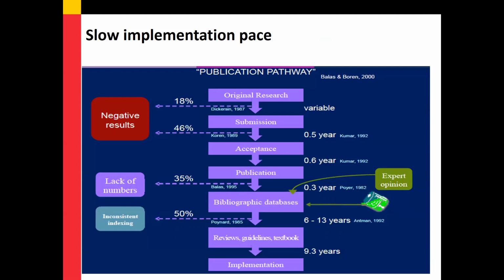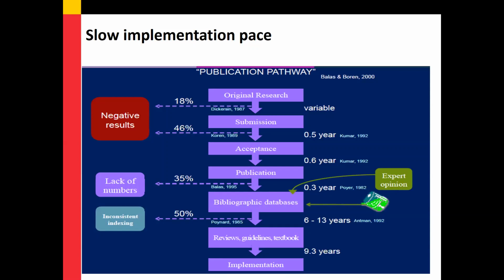Then to publication, it takes about half a year, but there might be some publications, about 35%, that lack the numbers to be disseminated into practice. Out of these, they make it into the bibliographic databases, and I know we have somebody from the library here. So by the time they get to you now, you've already wasted so much. You don't know what you don't know. Here, we have an input of expert opinion, very important from the field, but it comes only at this stage, see? And then there's some inconsistent indexing in our systems that waste another 50%.